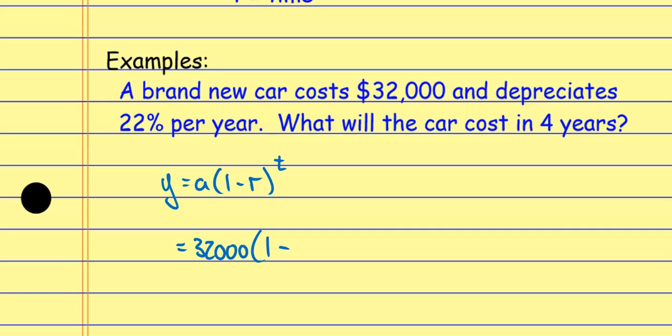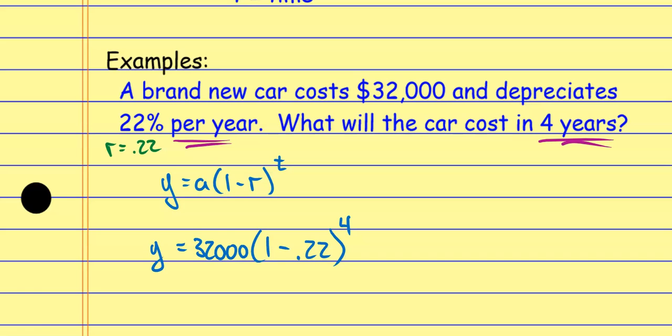The rate this time is 22%, but I have to write that as a decimal. So that's 0.22. And now the time is 4 years. And once again, just like exponential growth, I have to make sure the units match. This was per year. This is in years, so we're good to go.